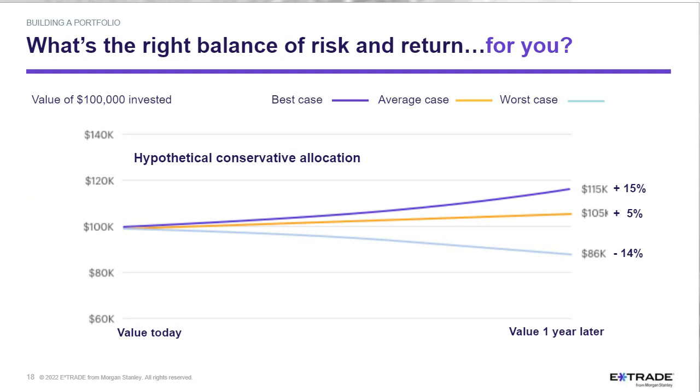And so one of the techniques is to show you some examples, like which would you like best of these three? So here's a conservative allocation. We'd say, well, if you invest in a very conservative portfolio, and you looked at your portfolio a year from now, you might see you were up 15%, or you might see you were down 14%. But chances are you're up 5%.